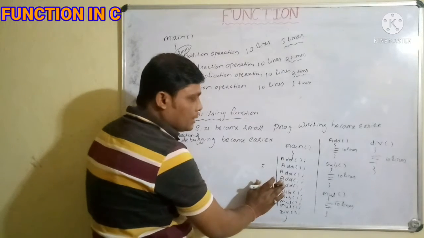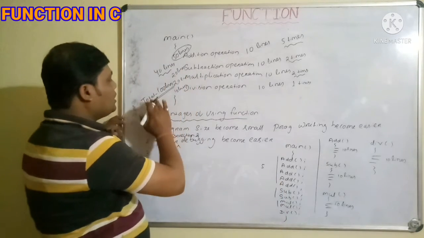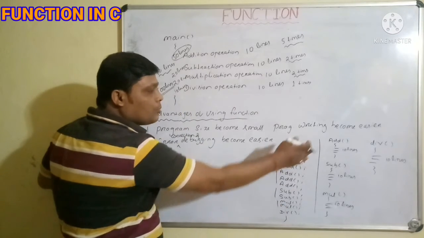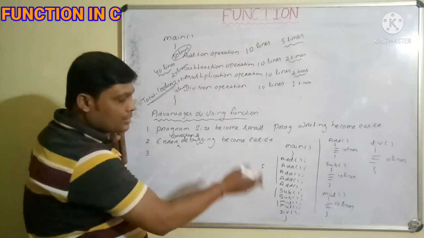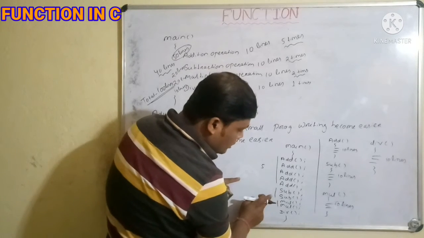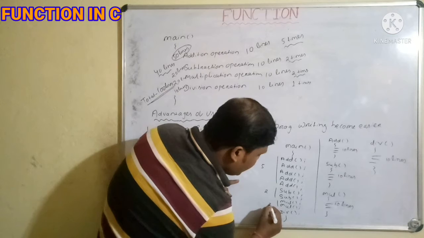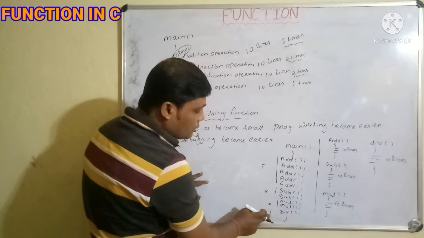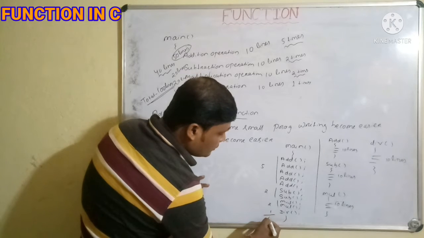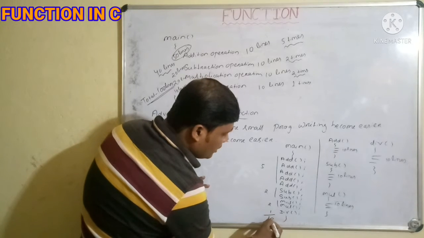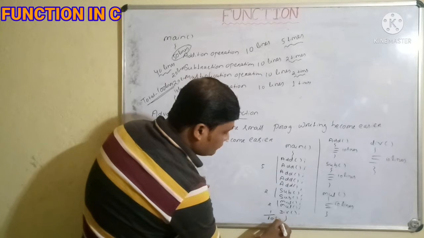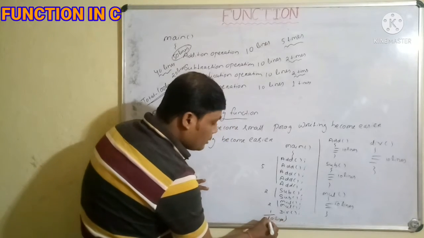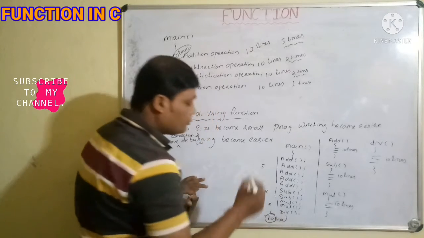Now we calculate. Instead of using 100 lines of code, using functions, how many lines of code am I writing? You can see, this is 2 lines, this is 2 lines, this is 1 line. So total 5 plus 2 plus 2 plus 1, total is 10 lines of code. Clear? Total 10 lines of code.